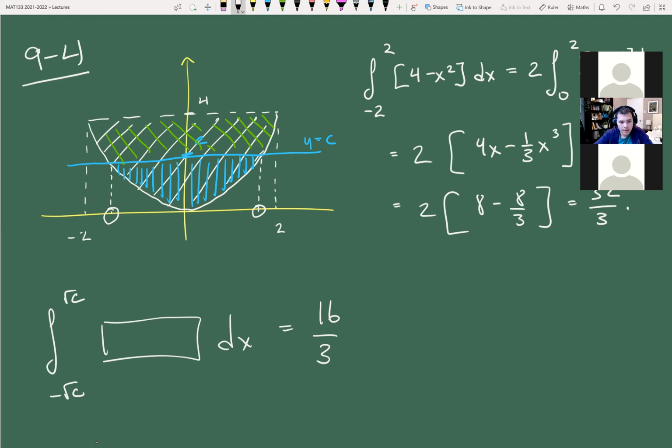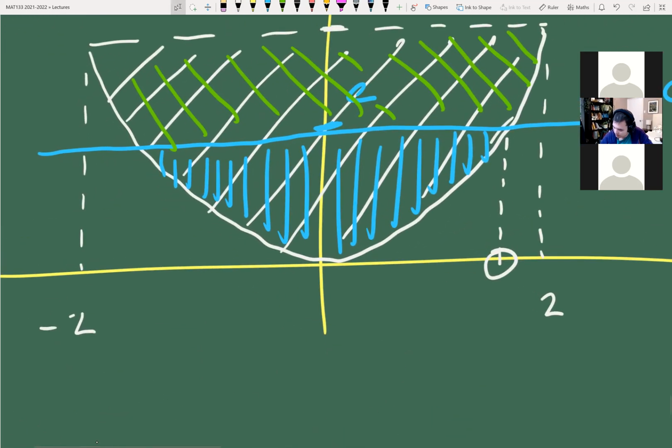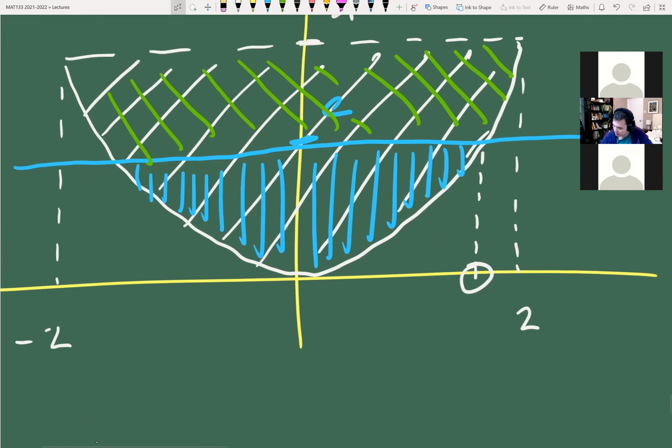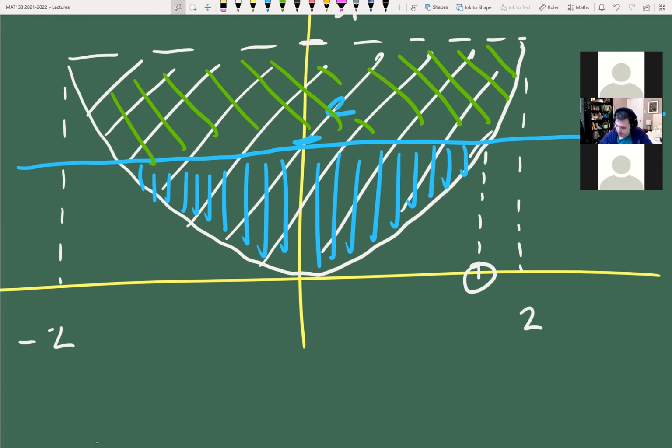Okay, see assignment. So the reason why it's root c is, if we zoom in on this, again, this is the line y equals c, right? The blue line is y equals c. And this is the equation y is equal to x squared. So if I solve the equation c is equal to x squared, because the y value here is c, I get plus or minus root c. And that tells me what my x value is at these points.